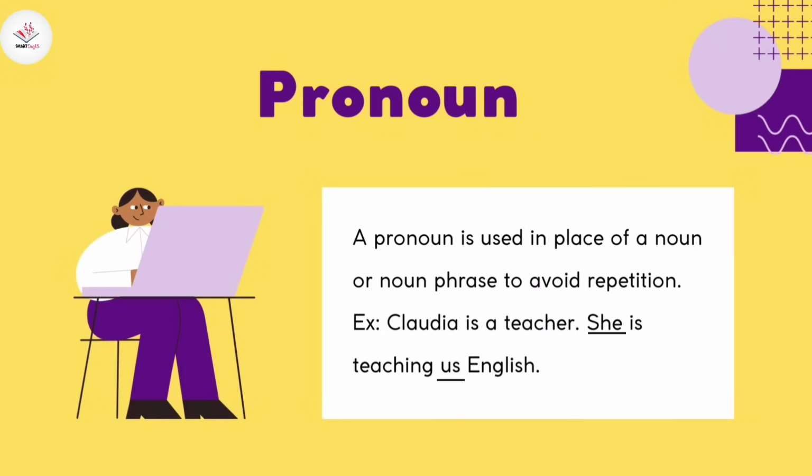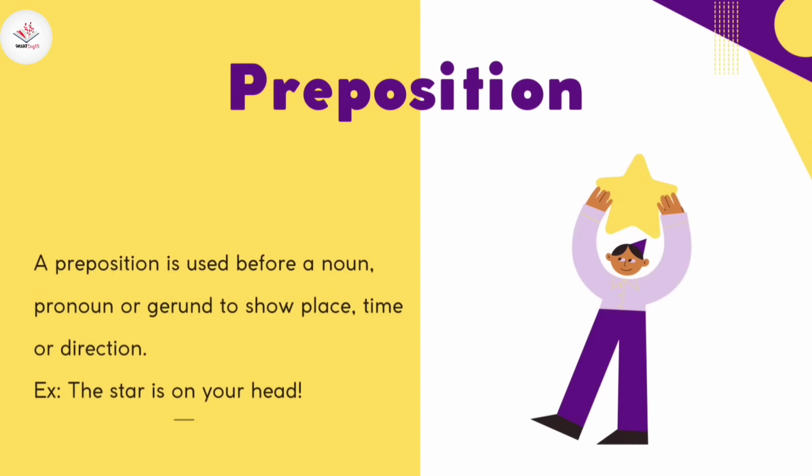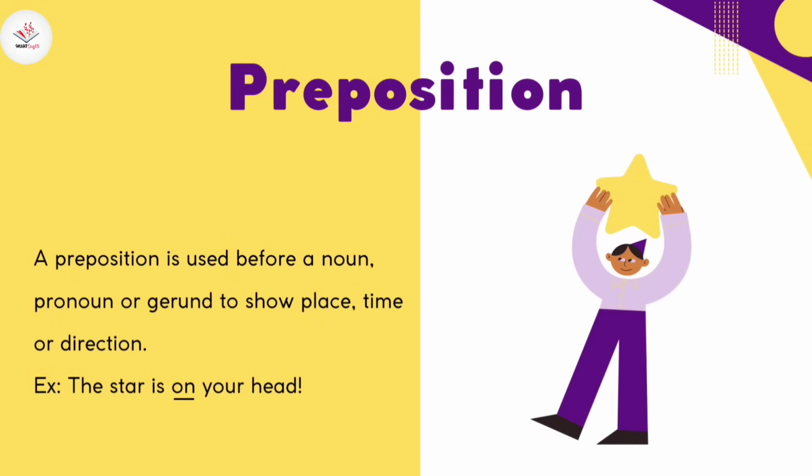Pronoun. It is used in the place of a noun or a noun phrase to avoid repetition. Claudia is a teacher. If we replace Claudia here, we will use she. She is teaching us English. Preposition. A preposition is used before a noun, pronoun or a gerund to show place, time or direction. The star is on your head, so it shows you the exact position.